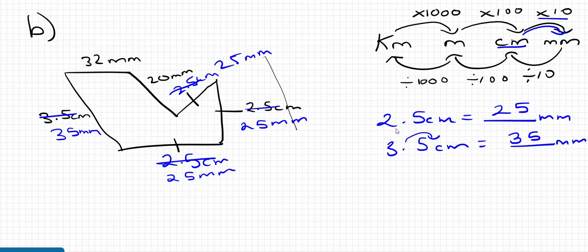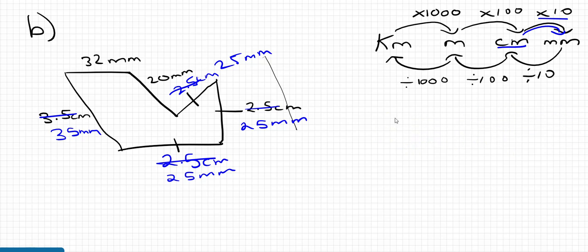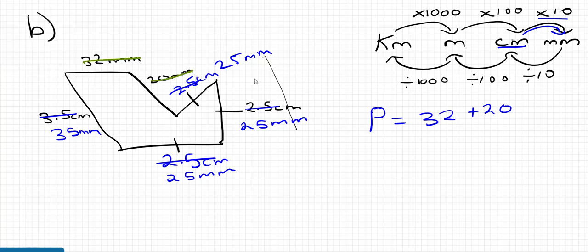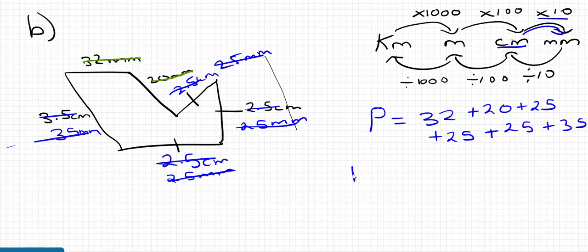Now I can add up my perimeter. I'll just do it over here and make more space. So P is equal to, let's add up all our sides. So I've got 32 plus 20. And if it helps, you can even get a different color, cross off the sides once you've added them on here, if you want to. Plus 25. Plus 25 again. I'll just squeeze it under here because I haven't got room. Plus 25. Plus 35. So I'm adding up all my sides.